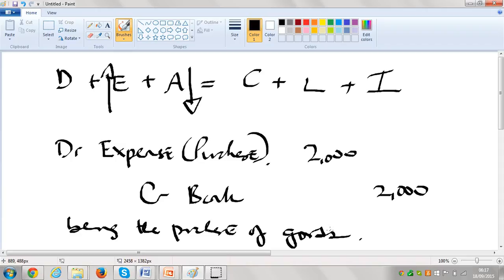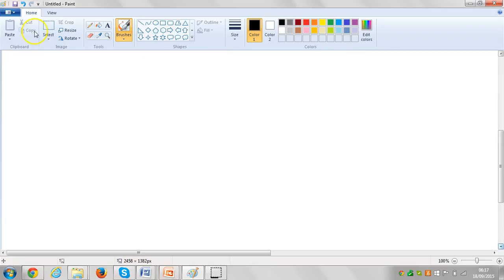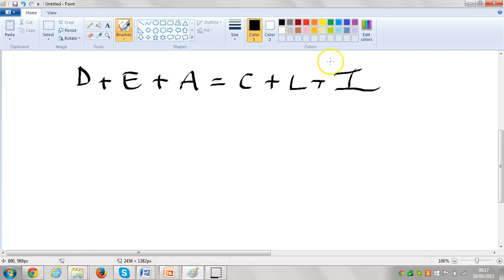Now, let's take another example where we buy some more goods. Again D plus E plus A is equal to C plus L plus I. But this time we don't pay for them. We actually owe some sole trade payable. So for this equation to be balanced, say you buy £5,000 worth, you go from 0 to 5,000, and you also go from 0 to 5,000. Now you have an expense and now you have a liability.